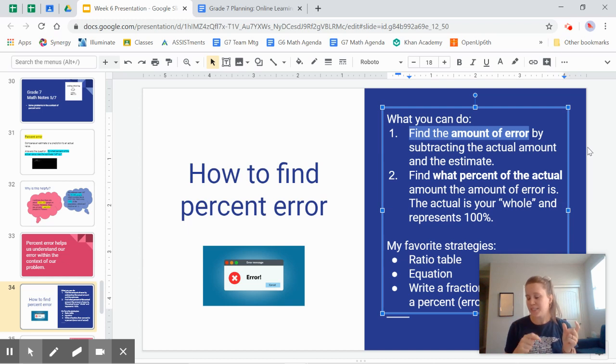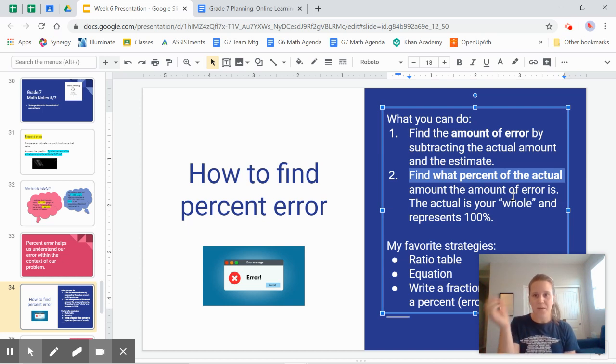And that can be in either direction. Your estimate might be a little bit too big or a little bit too small. Either way, use subtraction to find the amount of error, okay? Once you have the amount of error, or how far off your estimate was, you just want to find what percent of the actual measurement, or the actual amount, the error is. Okay, so our actual amount is like our whole or our original, and it represents 100%. This second step is what we've been doing since Monday. We've been finding percent change, new amounts, original amounts. Today we're finding percentages of the difference out of the actual amount, okay?